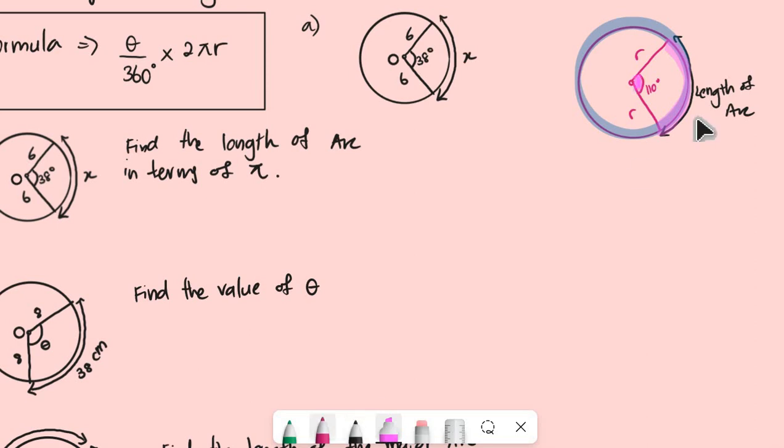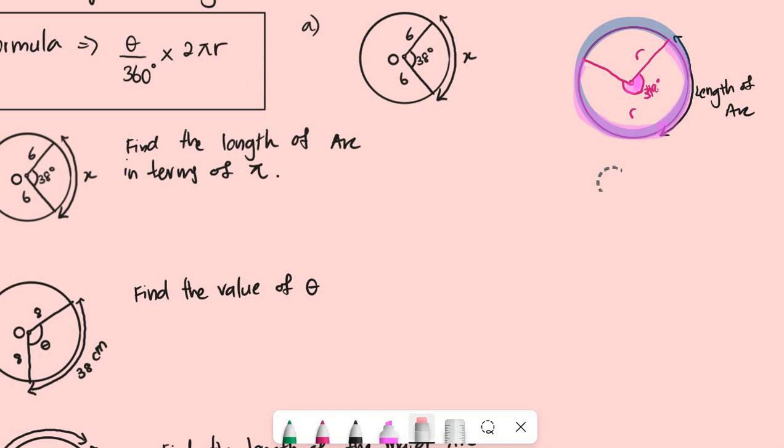So if the theta was bigger, for example it becomes 310 degrees, then your length of arc also will be bigger. So the length of arc depends on how big your theta is. And another thing you must know is that the length of arc is part of the circumference.